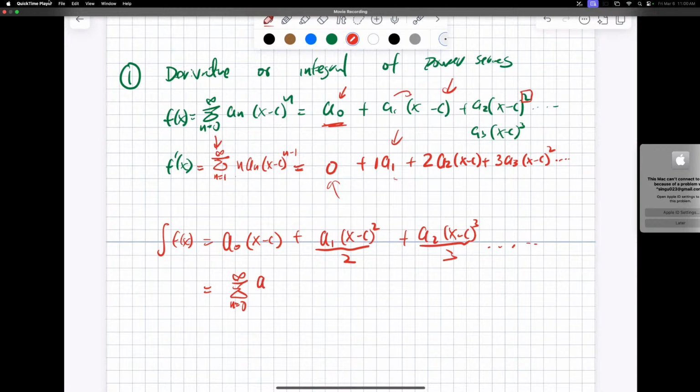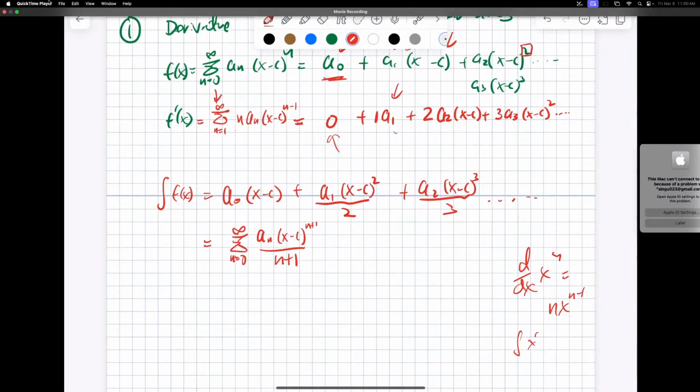A not 0. A to the what? N. X minus c to the what? It's the exact same as the derivative, but instead of pulling down, do you remember the power rule? X to the n is equal to n x to the n minus 1. Do you remember integration of x to the n? Plus c, I guess. X to the n plus 1 over n plus 1.